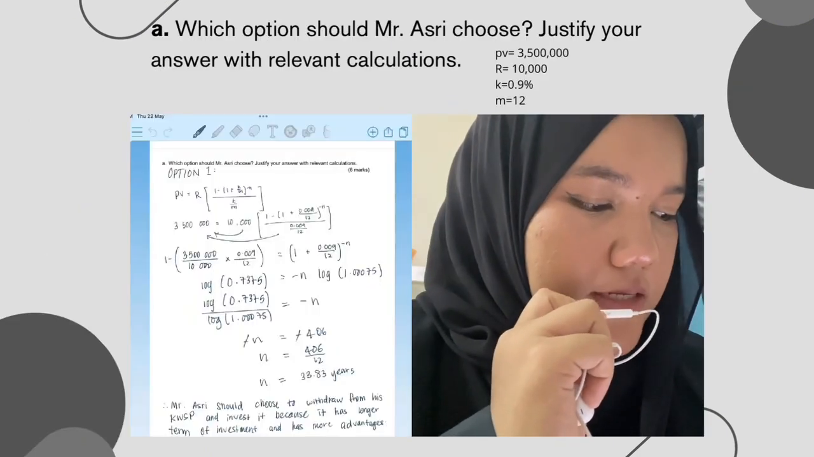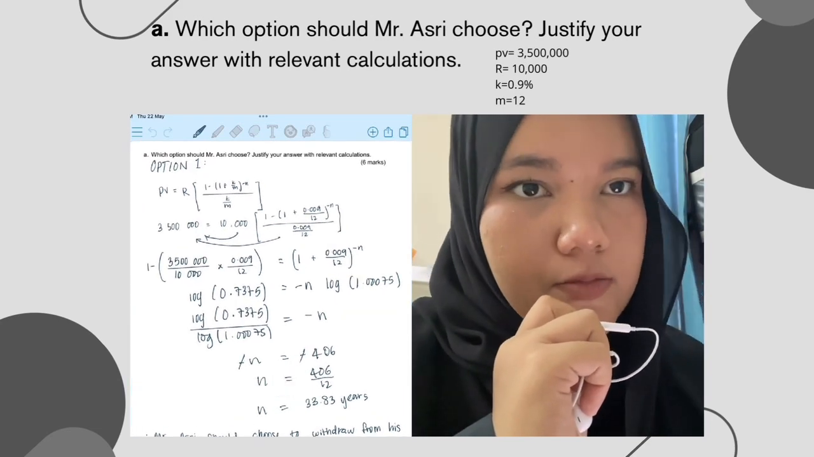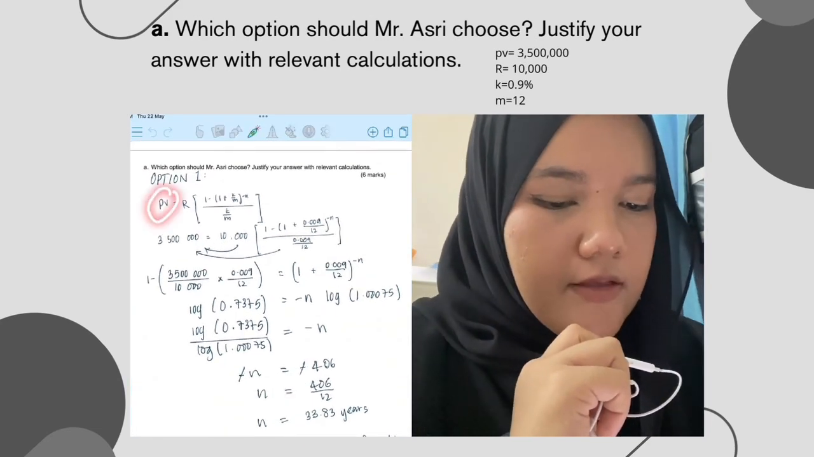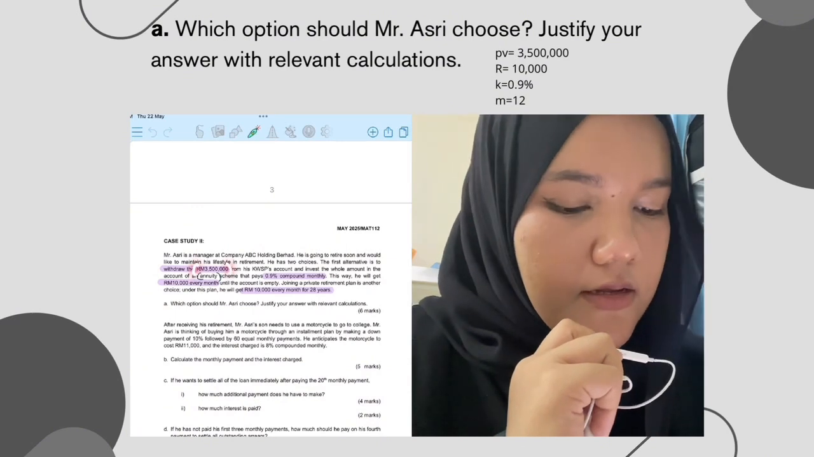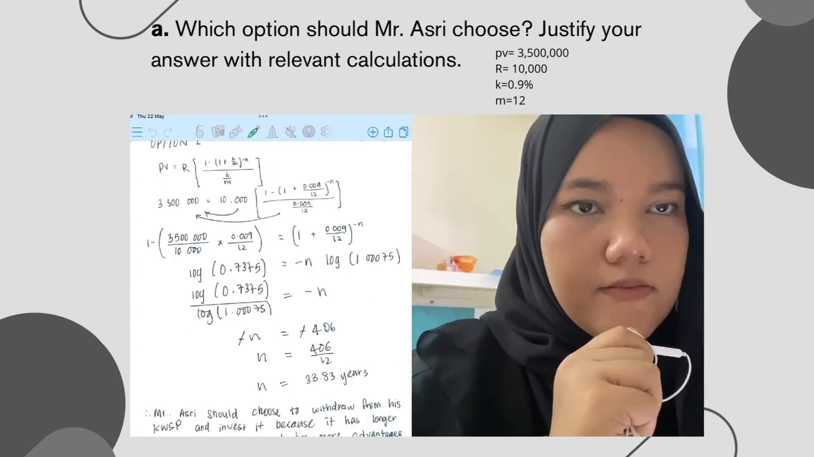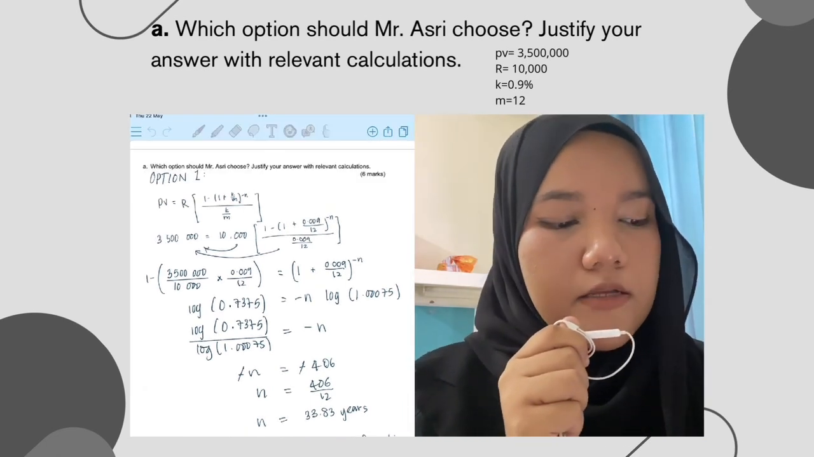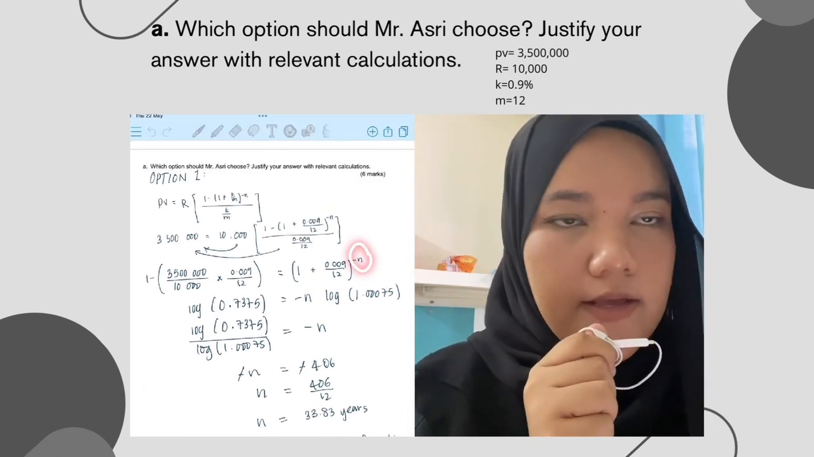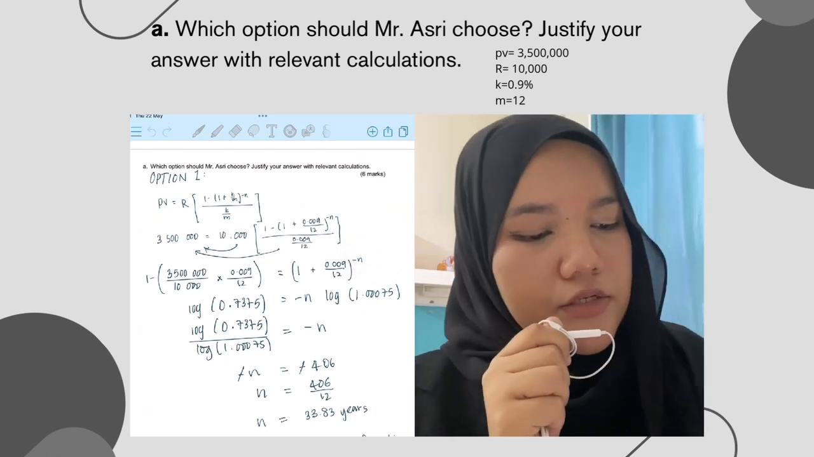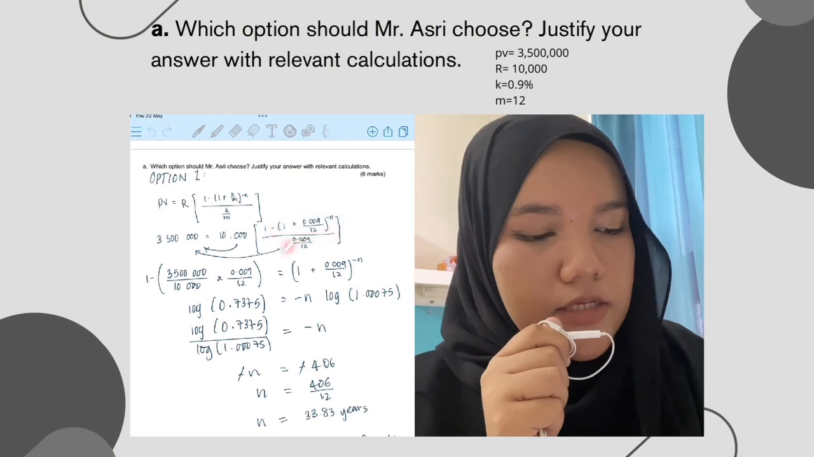For question A, we need to use the present value formula. So, for PV, that's 3.5 million ringgit. And for R, which is the monthly payment, 10,000 ringgit. To calculate this problem, we need to use the log method because we are looking for the power of negative n. So, the first step is to bring everything that is not related to this particular equation to the other side because we want to add log.